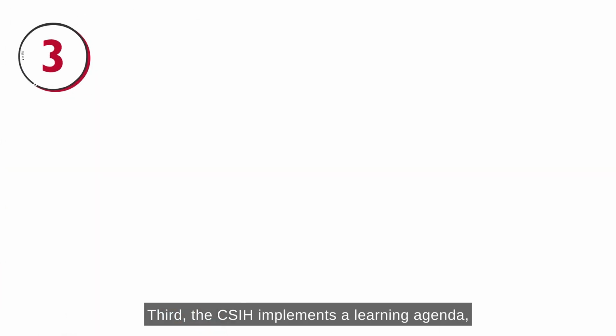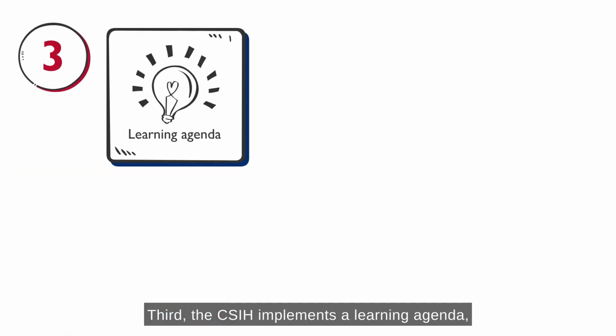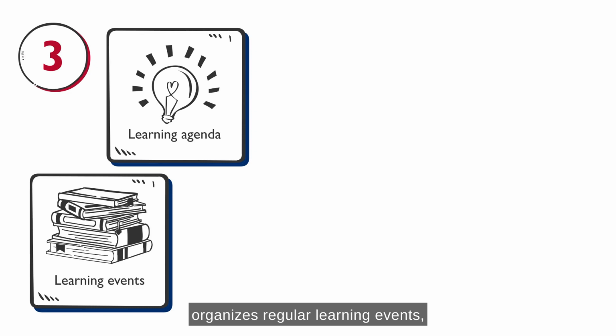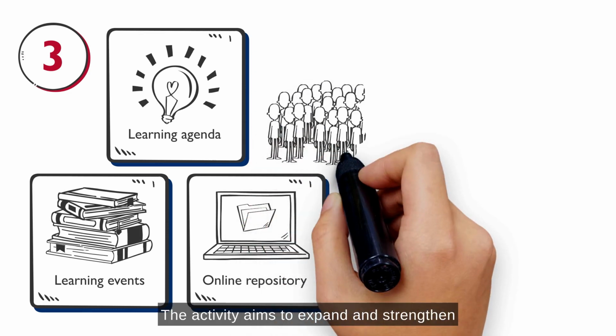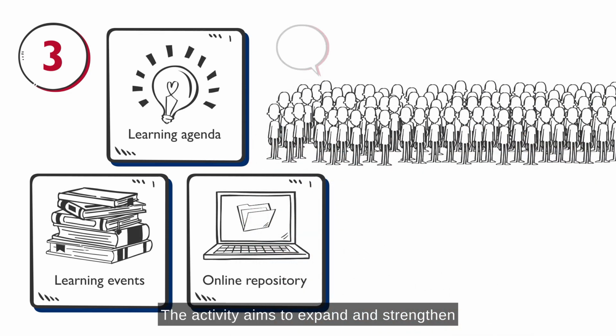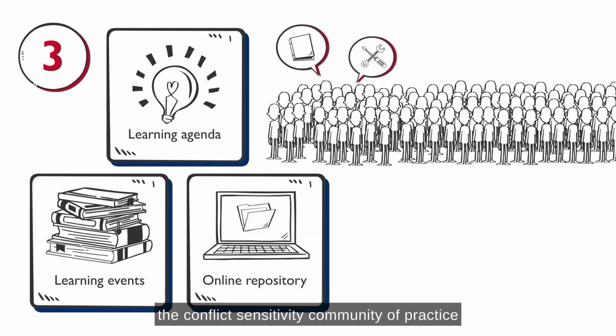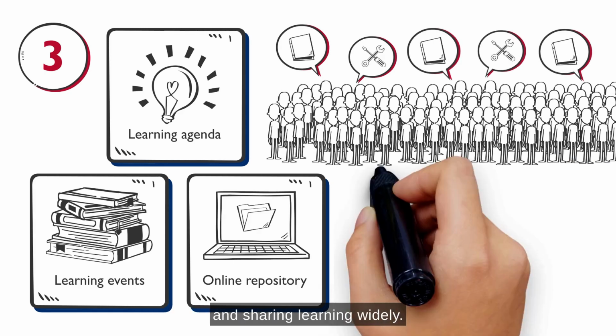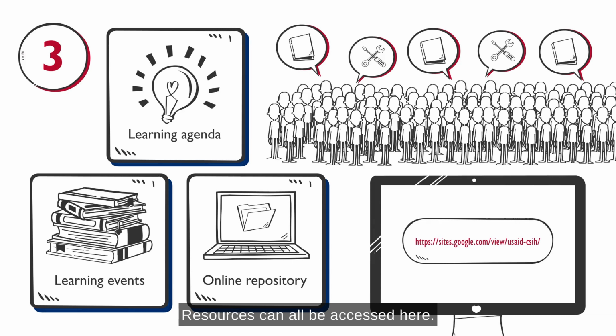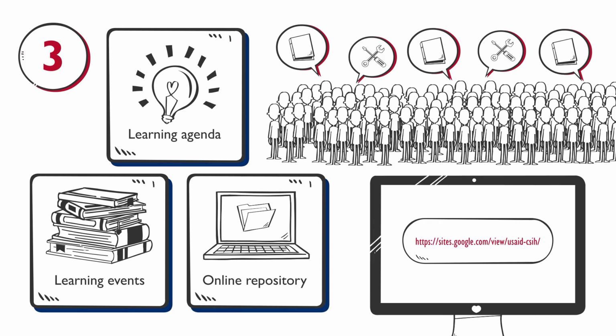Third, the CSIH implements a learning agenda, organizes regular learning events, and maintains an online open access repository of conflict sensitivity documents. The activity aims to expand and strengthen the conflict sensitivity community of practice by producing guidance and tools available to all and sharing learning widely. Resources can all be accessed here.